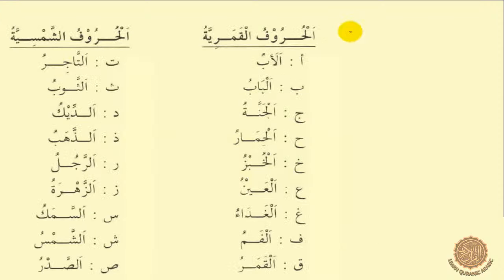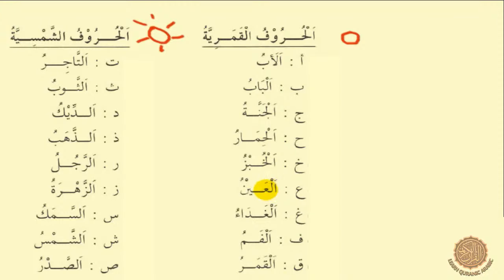Here we have the moon letters, and here we have the sun letters. And we have here Al-Abu, the father. Notice here Al-Abu, it's pronounced. Al-Babu, the door. Al-Jannah, Al-Himar, Al-Khubz, and so on. So you see how the Lam has the sukoon and it's pronounced in all cases.